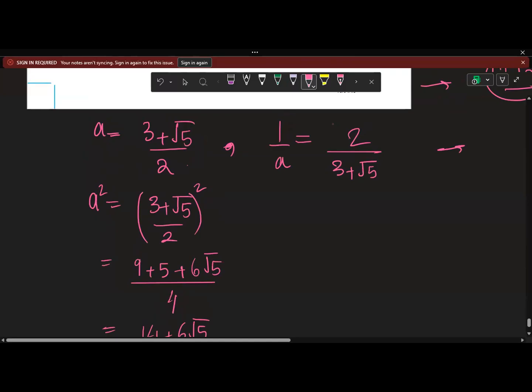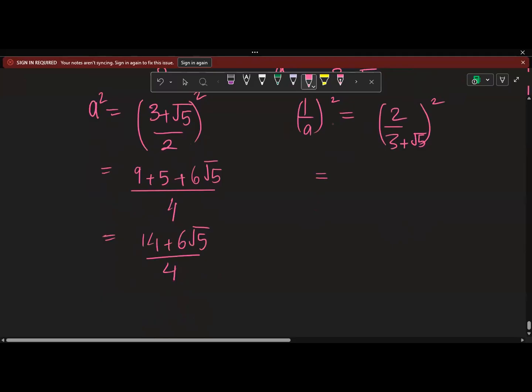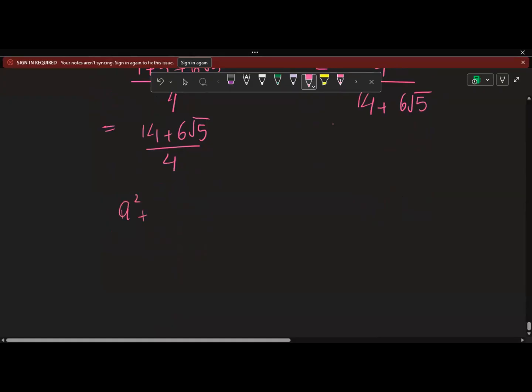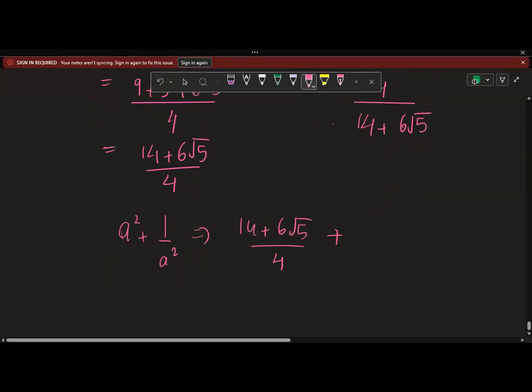Now 1 by A square you will do. So that becomes 2 by 3 plus root 5, whole square. That becomes 2 into 2 is 4, and you just take the reciprocal simply. So that becomes 4 by 14 plus 6 root 5. If A square is this, then 1 by A square will be this part. So you have to find the value of A square plus 1 by A square. That becomes 14 plus 6 root 5 divided by 4, plus 4 divided by 14 plus 6 root 5.